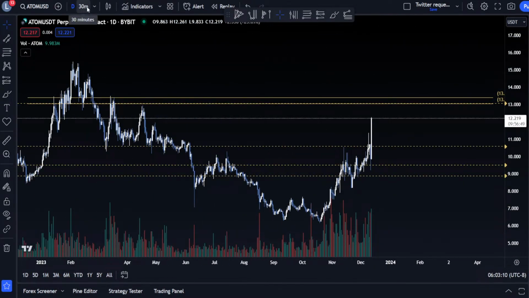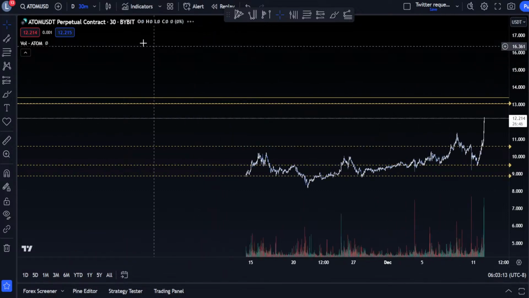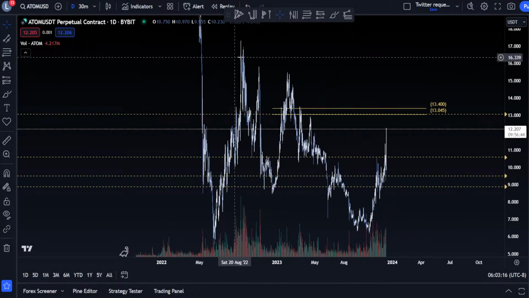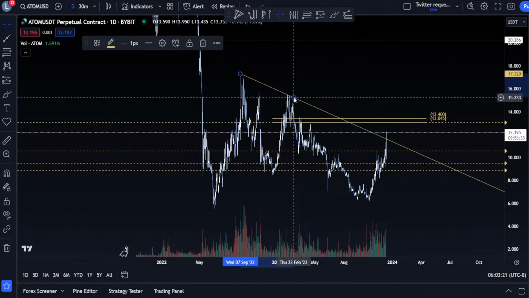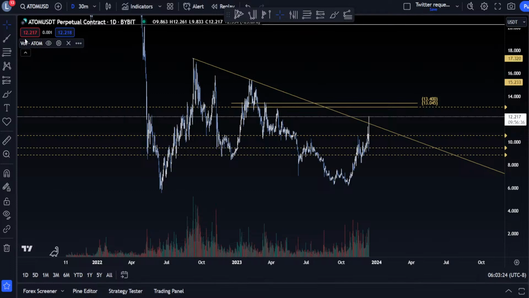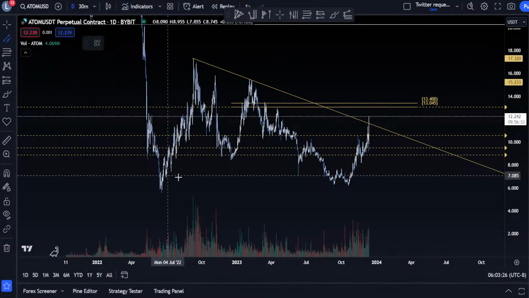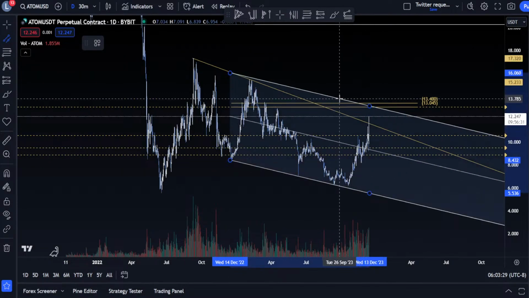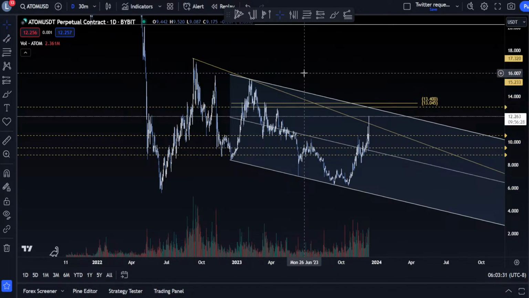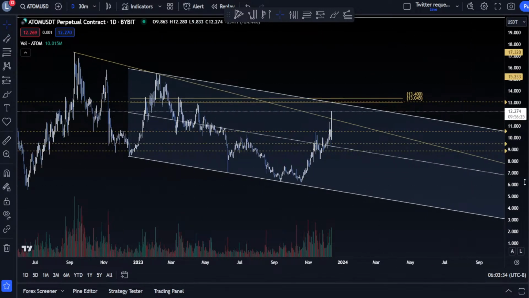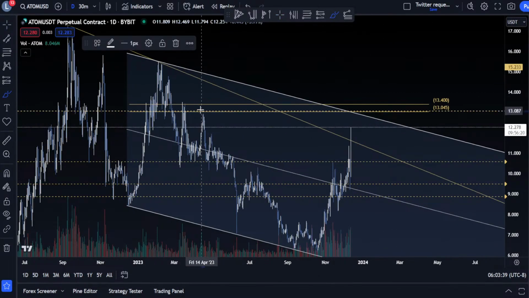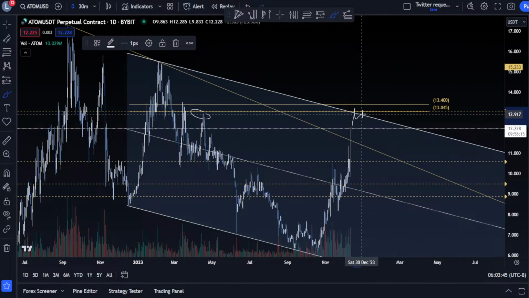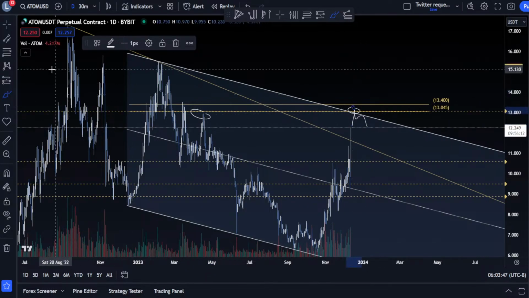Atom is pumping. I do have just a simple level marked out here on Atom. Actually curious to draw this as a channel and just see. So I have an alert here. They would be coming and taking this daily high. We impulse up into this channel structure. Might be a tight invalidation short setup there.